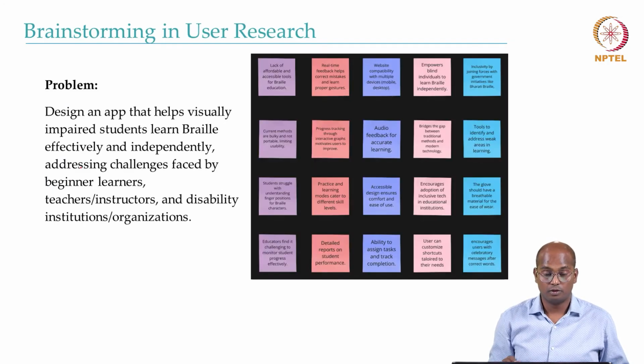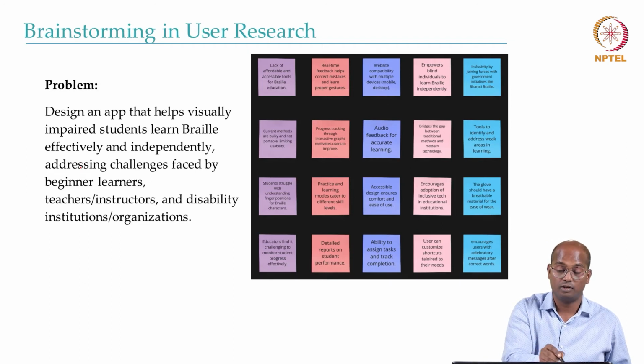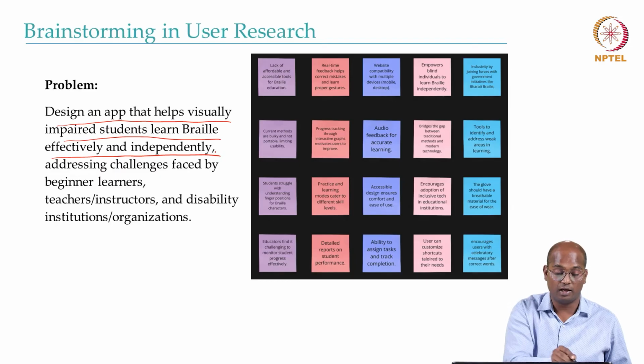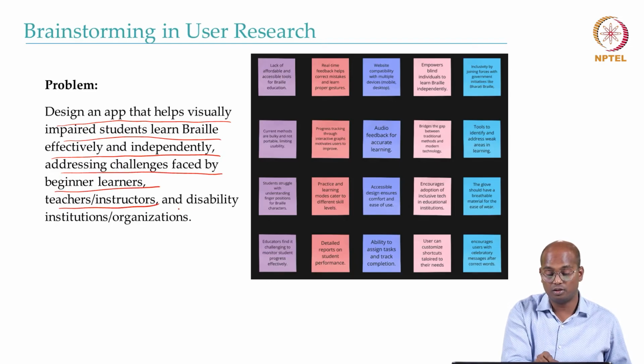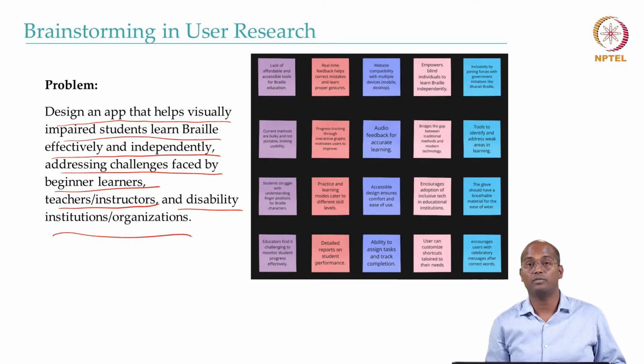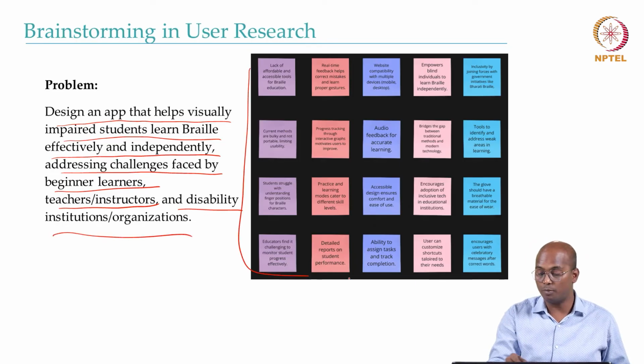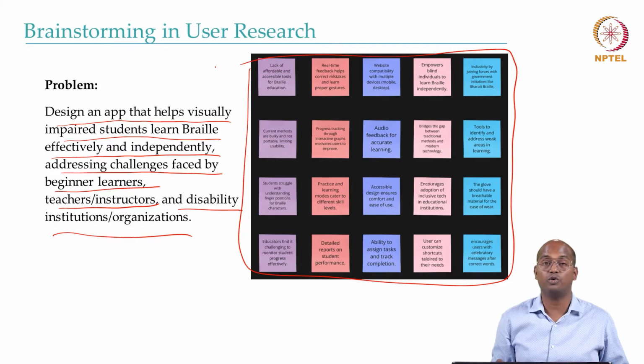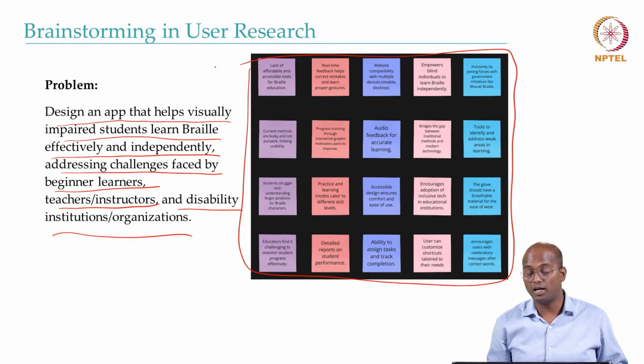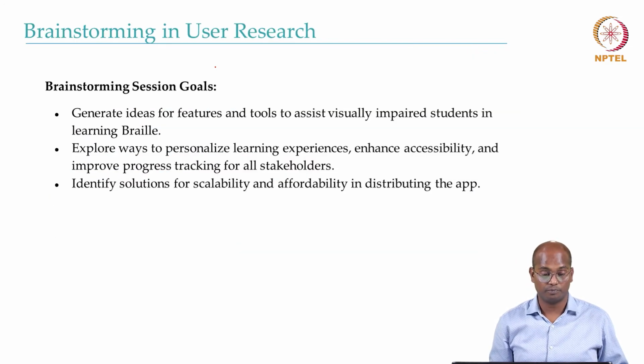So let's talk about our project Wave, where we have to design an app that helps visually impaired students to learn Braille effectively and independently, addressing the challenges faced by beginner learners, teachers, instructors, or disability organizations. So this is something we came up with after the brainstorming in our projects. You can also come up with different ideas after brainstorming and use them.